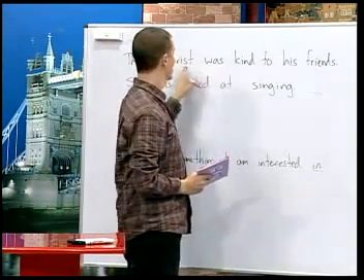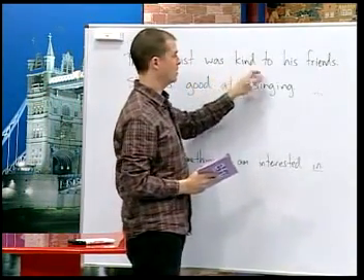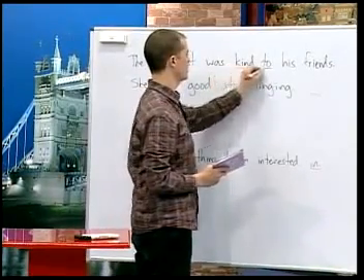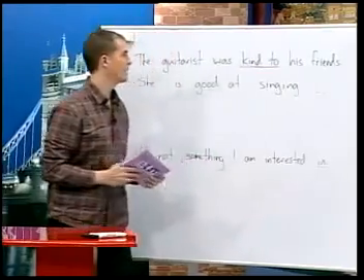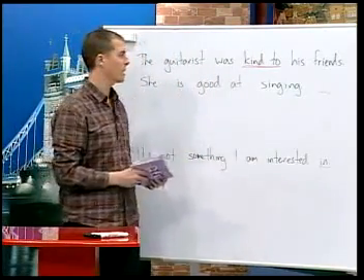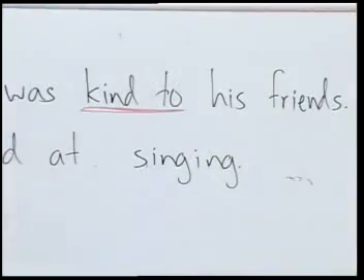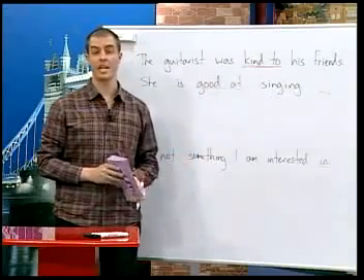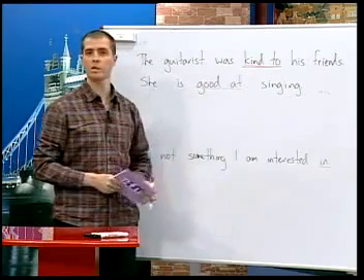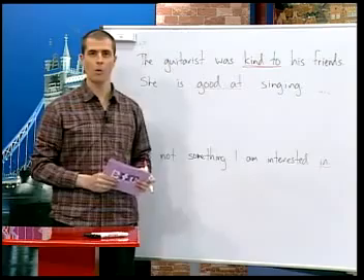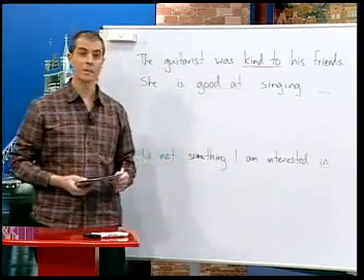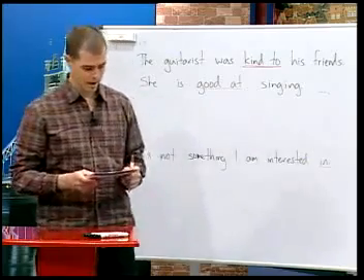When we use kind, we always use to with this word. The guitarist was kind to, not kind at or kind for, always kind to. And she is good at singing. She can sing well. She is good at singing, not good to singing or good for singing. Always good at singing. Well, let's look at prepositions.